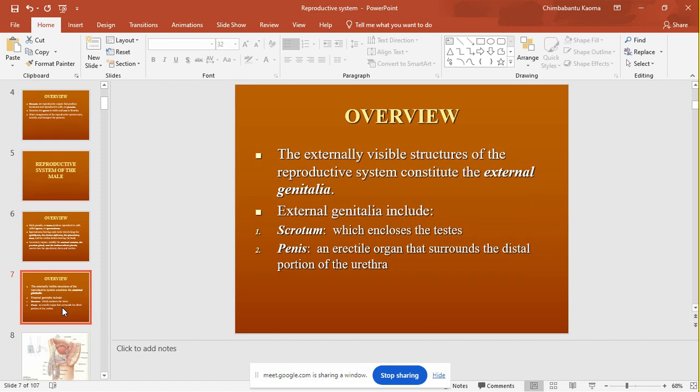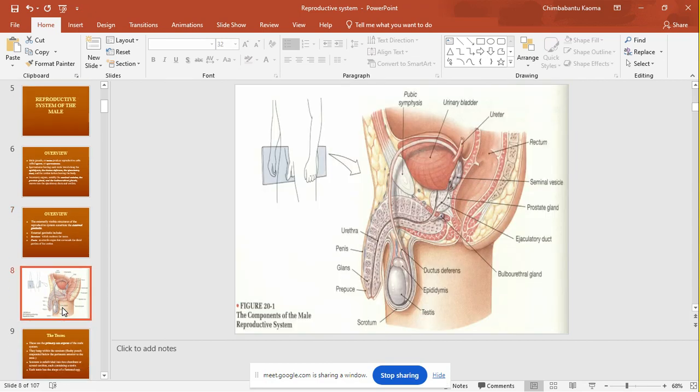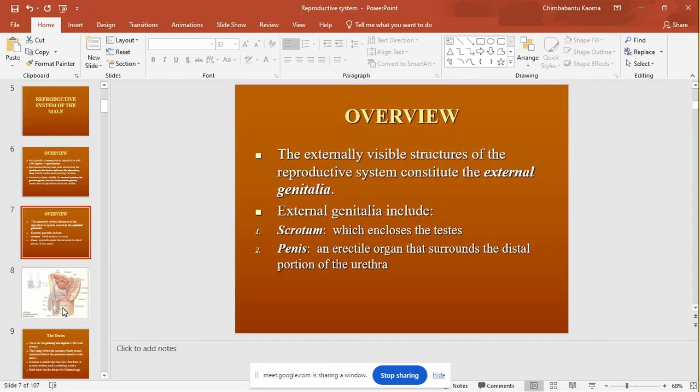Apart from the organs and parts of the reproductive system that we have discussed, it is also made up of externally visible structures, which are referred to as the external genitalia. In the male, this includes the scrotum and the penis. The scrotum is what encloses the testis. The penis is basically the erectile organ that surrounds the distal part of the urethra.